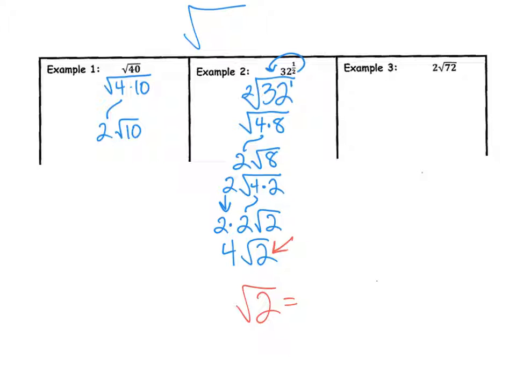What'd you guys think of for 72? 8 and 9. 8 times 9. Okay. 9's a perfect square. Sounds good.